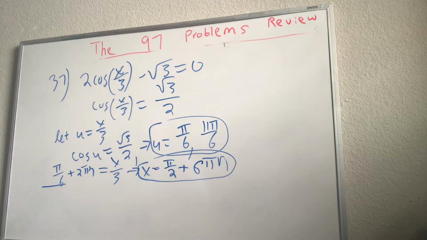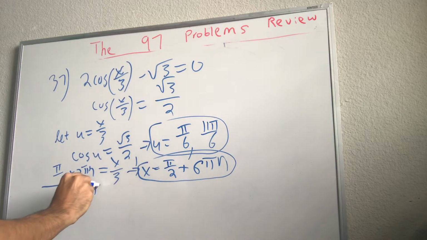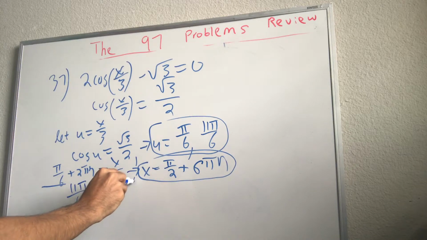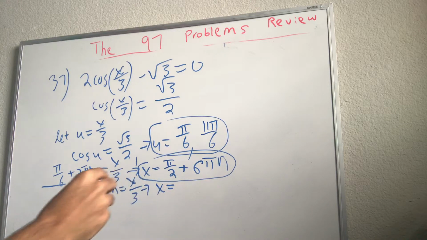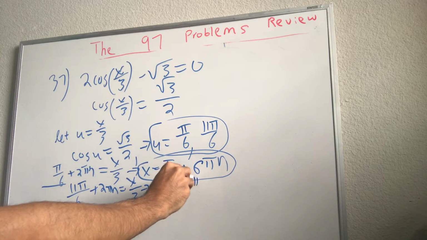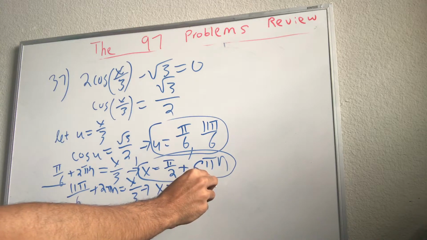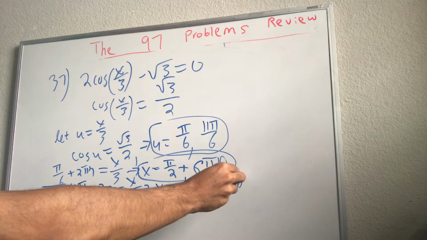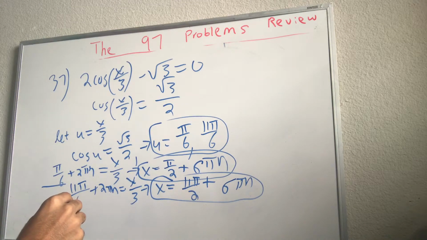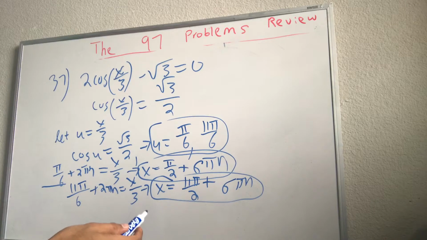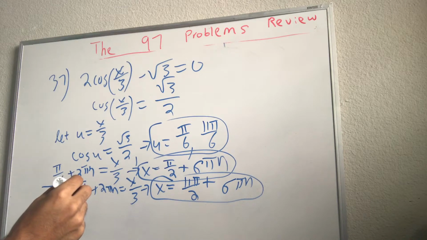Then for the next one, we're looking at 11 pi over 6. So 11 pi over 6 plus 2 pi n must equal x divided by 3. And similarly here, we see that x must be 11 pi over 2 plus 6 pi n. So we see that x is equal to pi over 2 plus 6 pi n, and then x is equal to 11 pi over 2 plus 6 pi n. So that's what we have here.